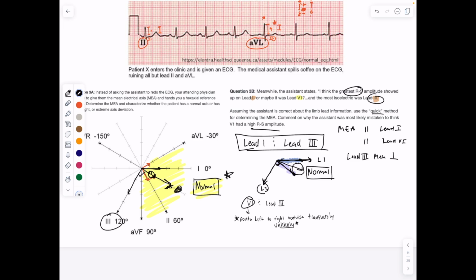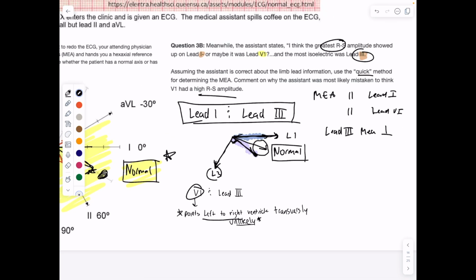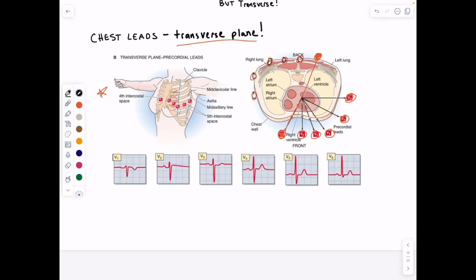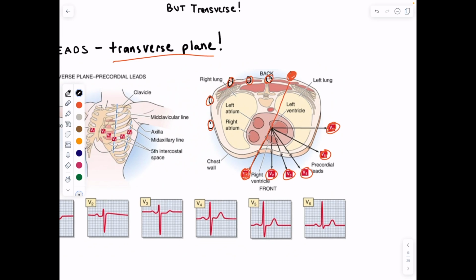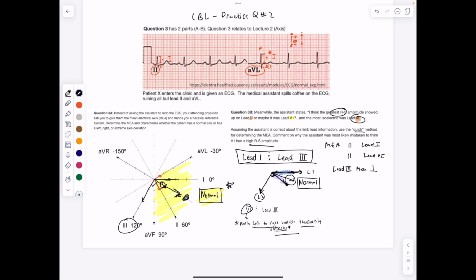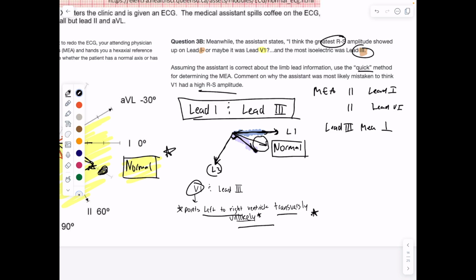If it was V1 instead, well, V1 is pointing really left to right, from the left to right ventricle transversely. So it's a little unlikely, but let's just take a look. Basically what this is saying is if the greatest magnitude is in the direction of V1, that would mean this direction from the left ventricle to the right ventricle, transversely, through the chest versus in the frontal plane. All right, and so this is just not as likely.